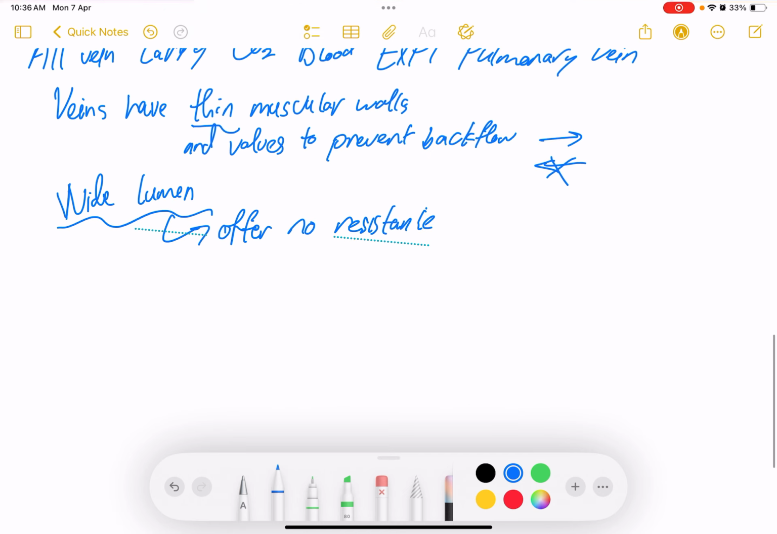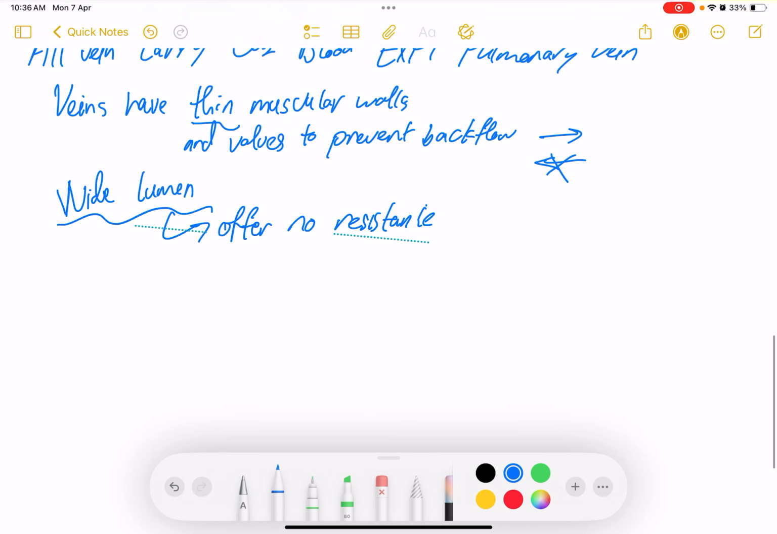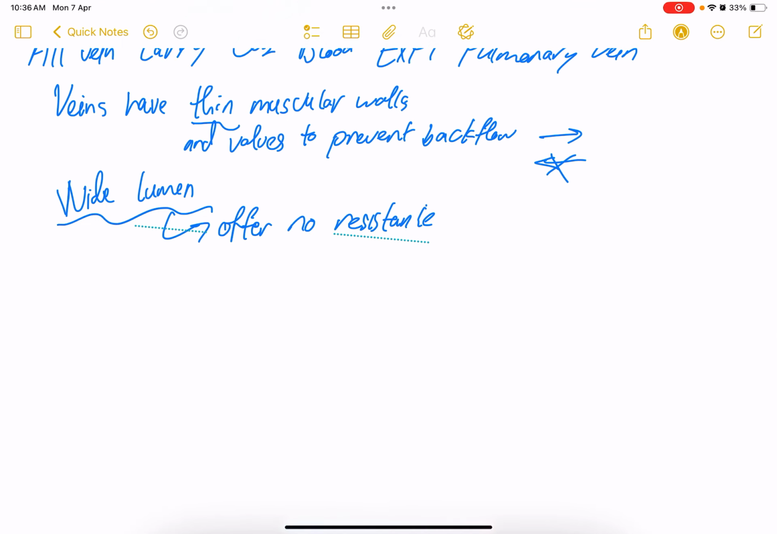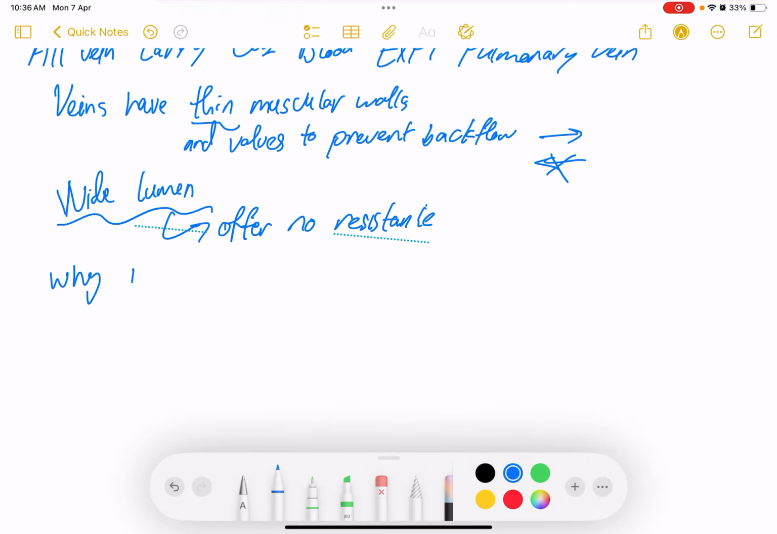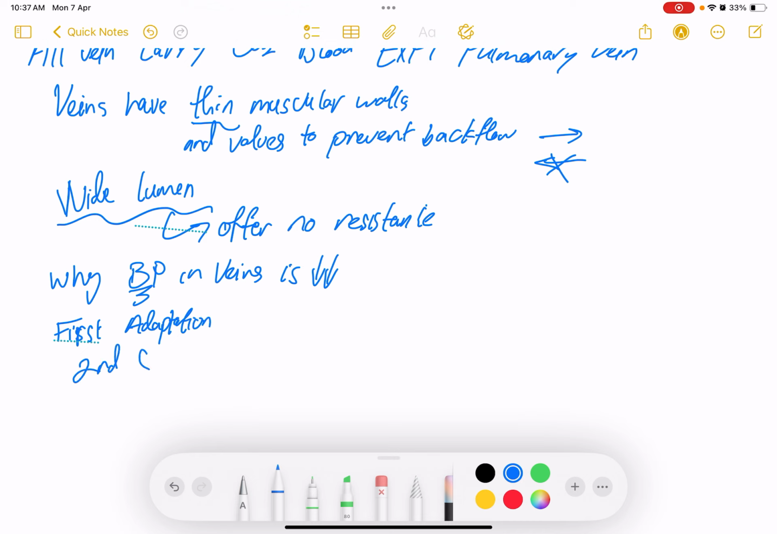How does the blood move in the veins under low pressure? Or actually, why? Let's start with why the blood pressure in veins is low. First, it's going to be about the adaptations. Then, second is the story.